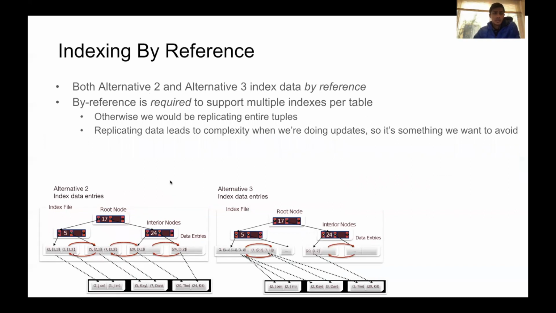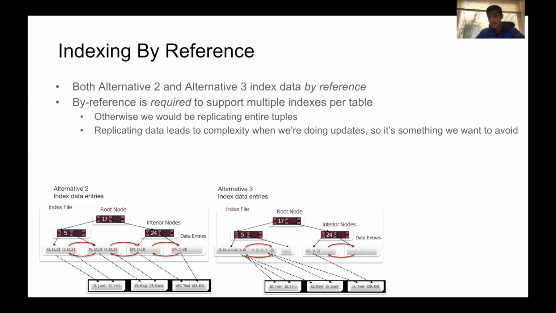So like I said before, both alternative 2 and alternative 3 index data by reference. And by reference indexing is required to support multiple indexes per table, because without that, we would start to replicate essentially entire tuples. And that's just not something we would like to do if we can avoid it. That leads to complexity when you're doing updates. And so generally, if you can, you would typically like to not have it.